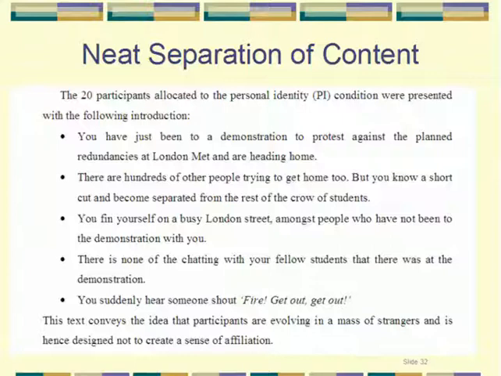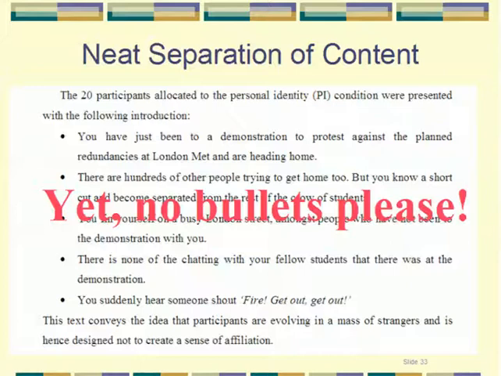Here we have the instructions appearing as separate slides, and after providing the instructions, the student clarifies that this text conveys the idea that participants are evolving in a mass of strangers and is hence designed not to create a sense of affiliation. Now this is done very well, except for "no bullets please." Here each one of the statements should have been put in quotes and without bullets.